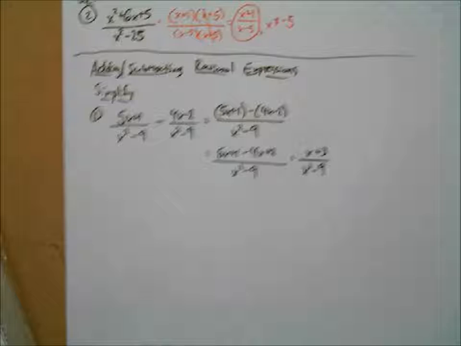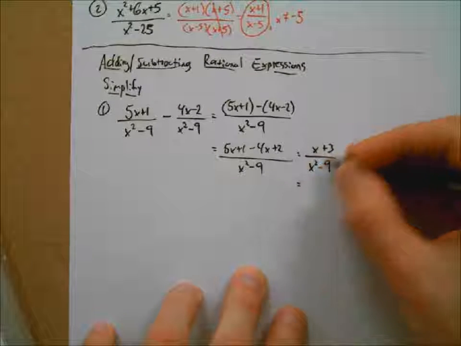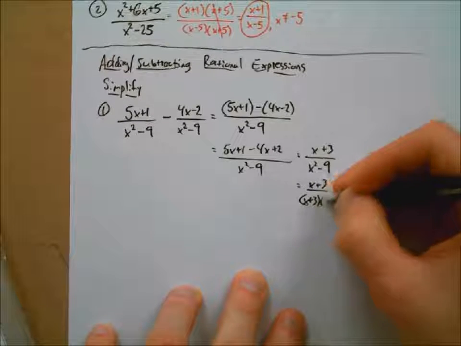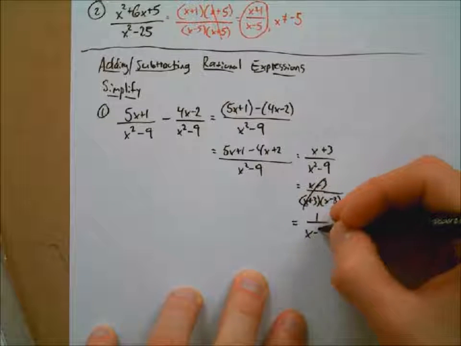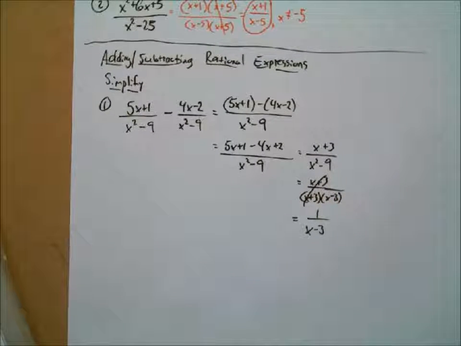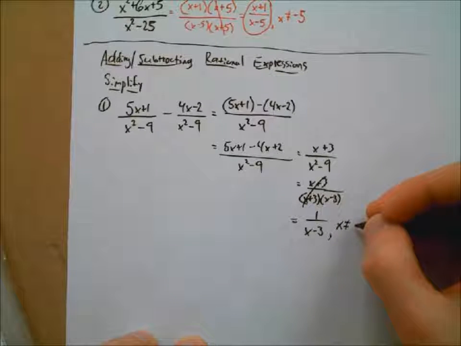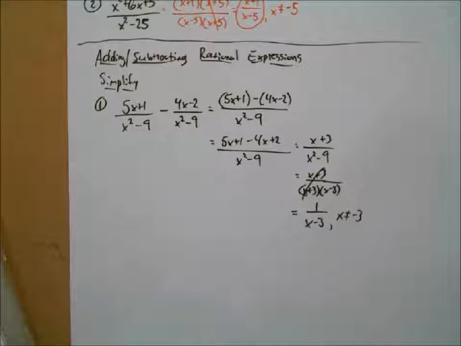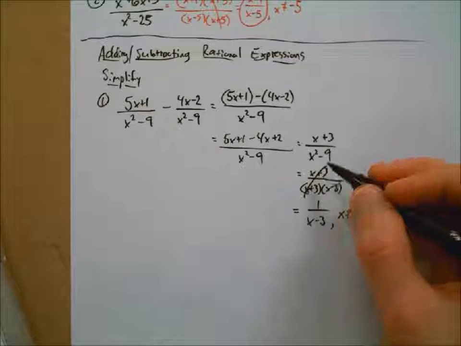Right, so we've added, but can we still simplify further? Yes, the denominator factors: x plus 3, x minus 3. And so those cancel. We're left with 1 over x minus 3 as our final answer. And I'm going to put comma x not equal to negative 3 there. So if there's something just on the bottom by itself, you just put 1 over the top. When you cancel, the canceling is division. When you divide something by itself, you're left with a 1.